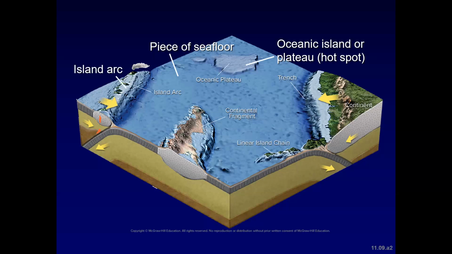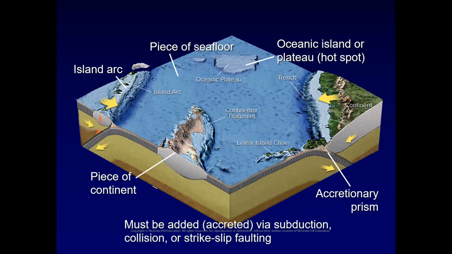An island arc could be another terrain component. A piece of a continent, why not? With thick granitic crust, continental sediment, actually. And then an accretionary prism. So we could add them together, accrete them via subduction, collision, or strike-slip faulting.